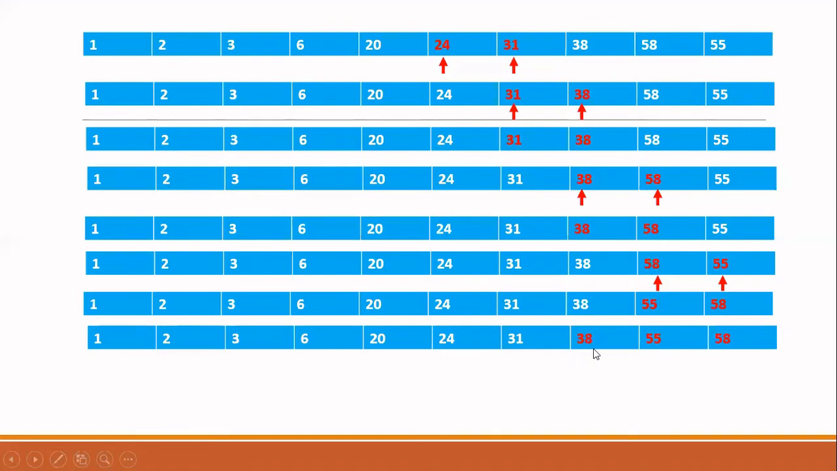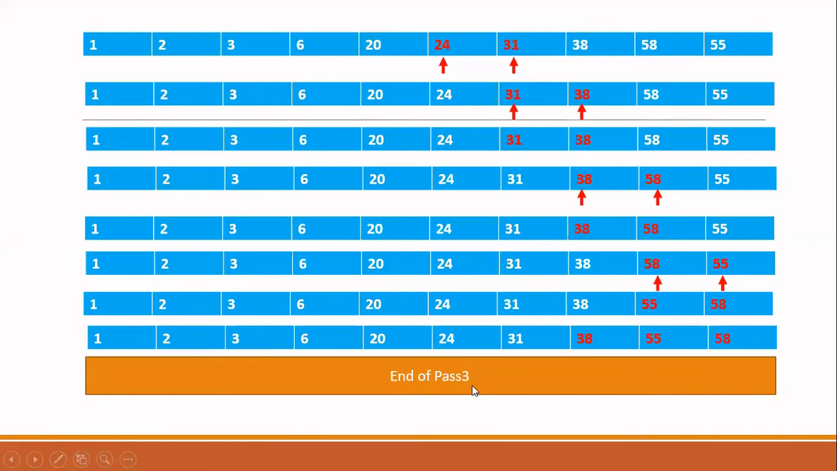When you don't do any swapping, you have to again change the pointer. Now my pointer is at the last index, so I cannot change it further. So your pass is over. So now, end of pass 3.